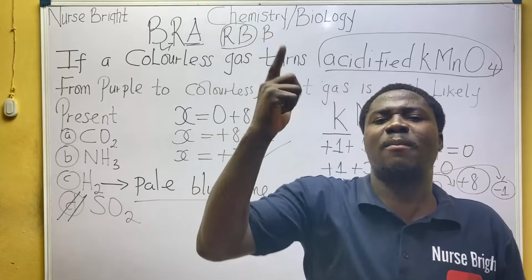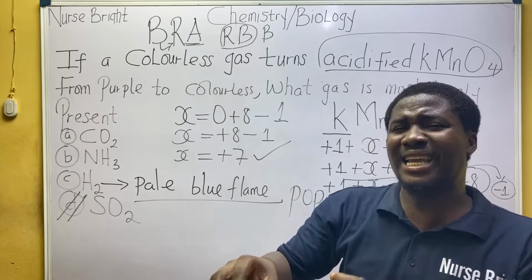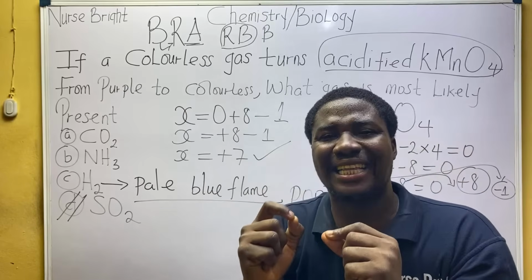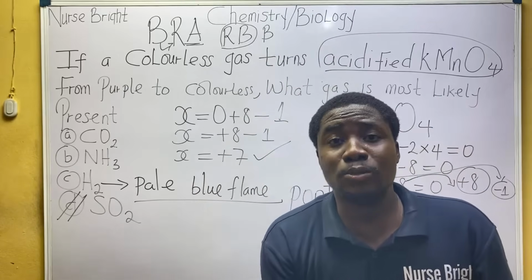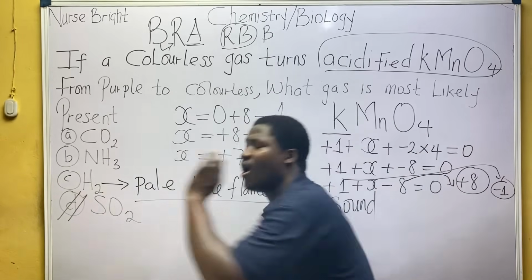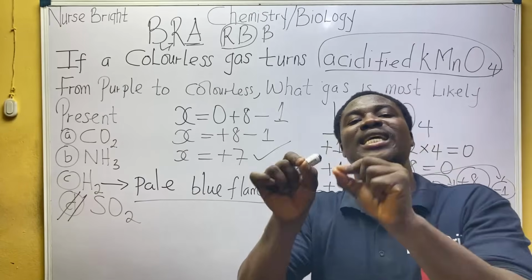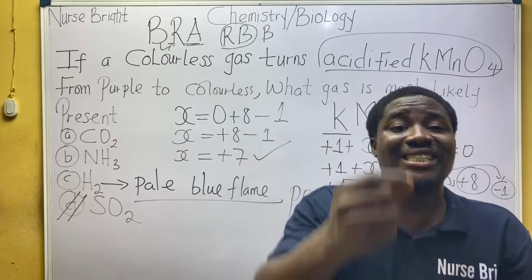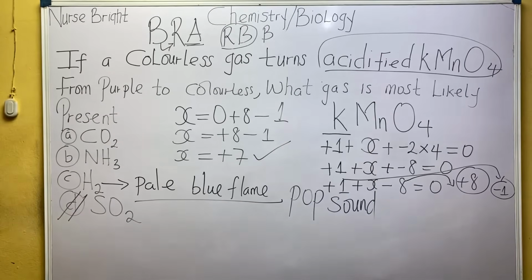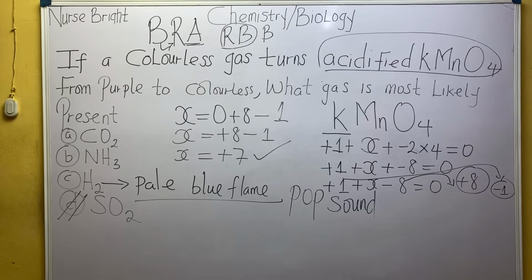And the final confirmatory test for ammonia is that when ammonia gas reacts with concentrated HCl gas, white fumes are produced. Guys, note it. Whenever this gas reacts with concentrated HCl, white fumes are produced. Very important, so you have to note them.